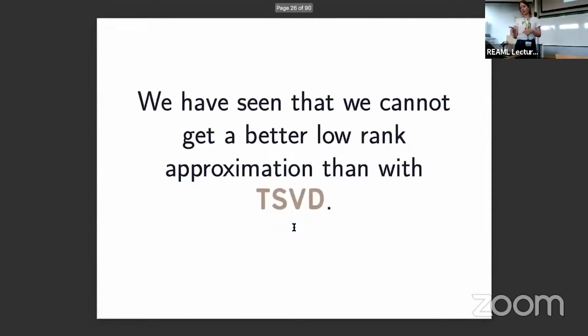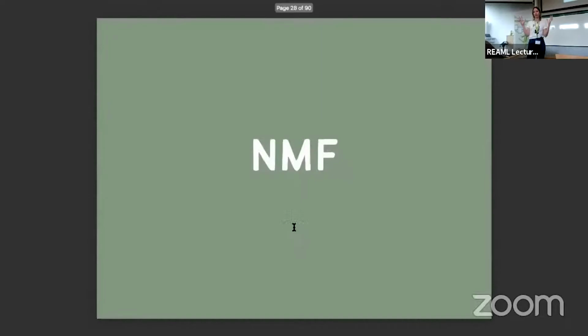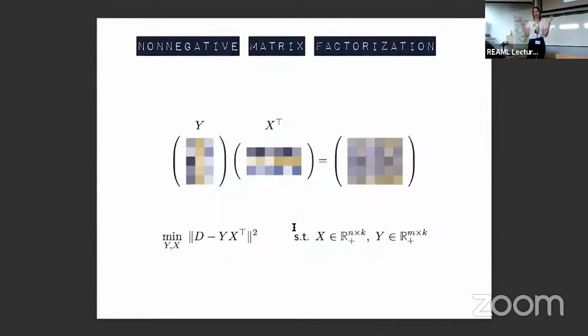Now, we have seen truncated SVD, so this was the best we can do in the Frobenius norm. But we have also seen that SVD has a bit of an interpretation problem. Interpreting these real valued factor matrices is generally not easy. And this is why we now want to add some non-negative constraints. Here, basically what we do is, again, we want to find a low rank product which approximates my data in the Frobenius norm, but now I want to have only non-negative matrices.